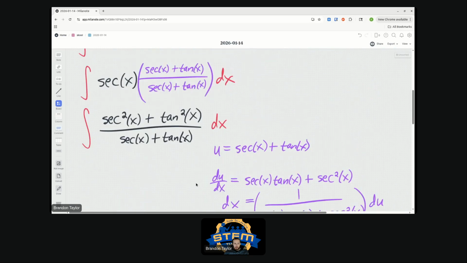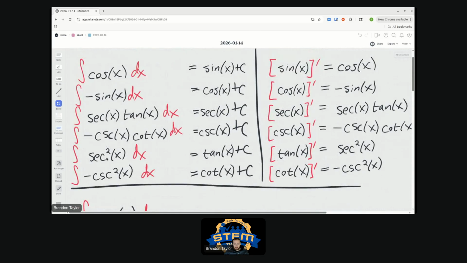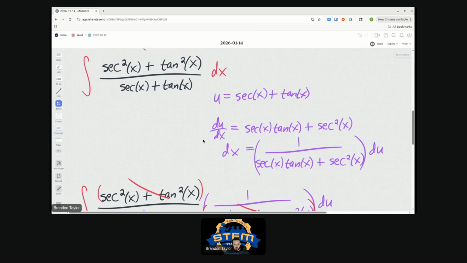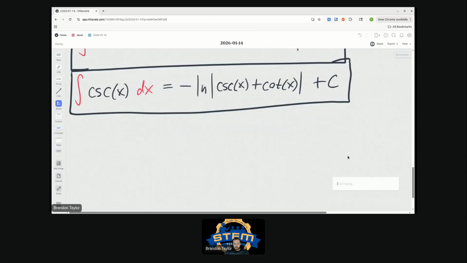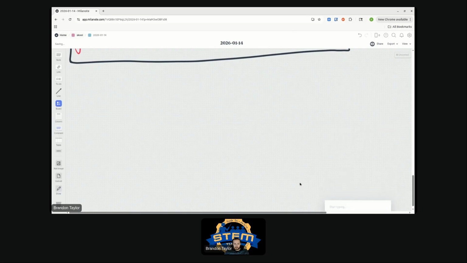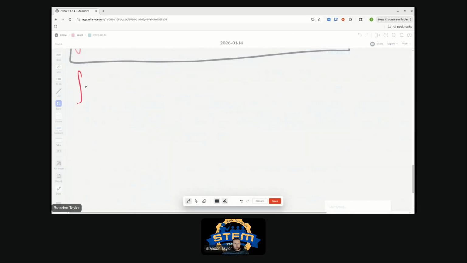And now, for this last one, let's do a couple more. We now know how to take the integral of sine, cosine, secant, cosecant. Which two do we not know yet? Tangent and cotangent. So let me show those. Let's walk through those. How would you find the integral of tangent?